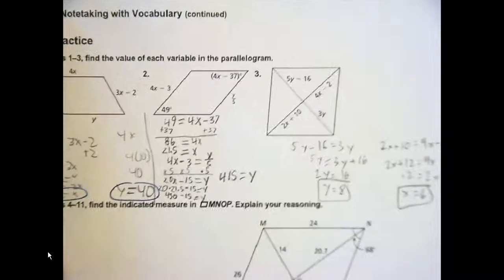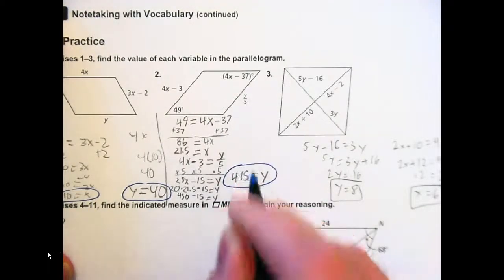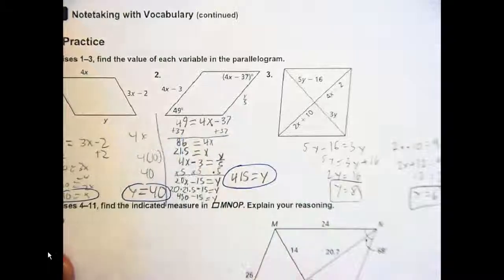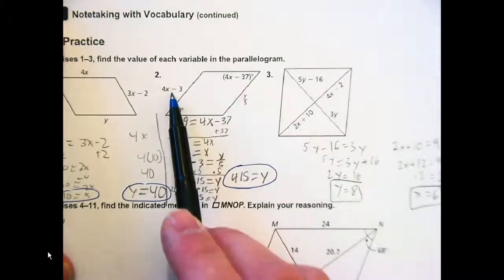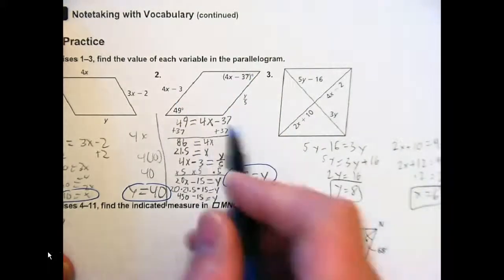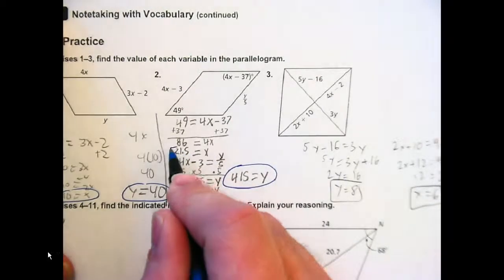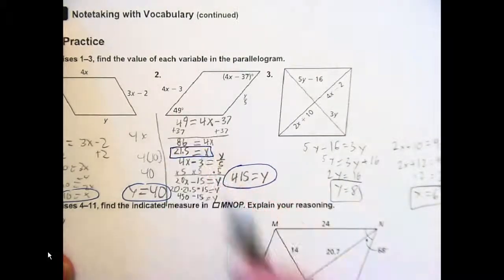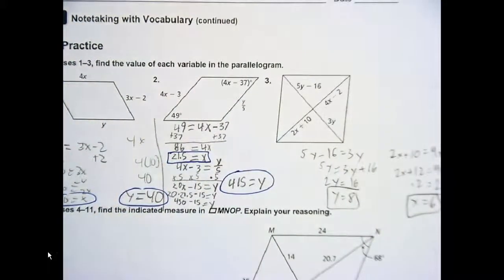Number 2, opposite angles are equal, so we set them equal and solve. In this case, we get the angle, and then once we know x, we can plug that in. So x looks like 21.5. We'll circle that there. Plug the 21.5 in here, and that helps you find the y value.